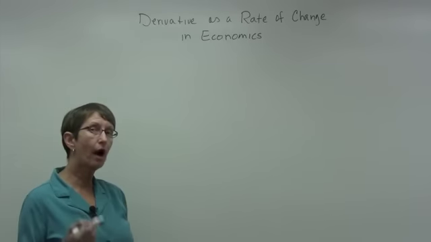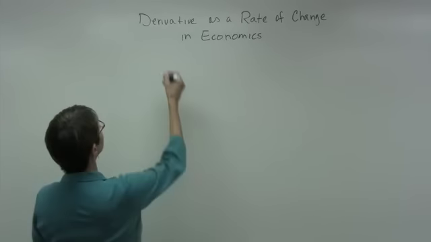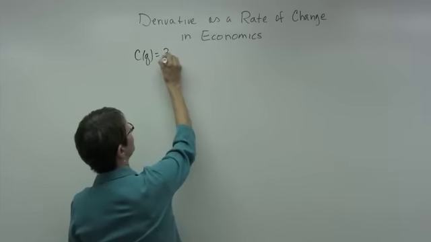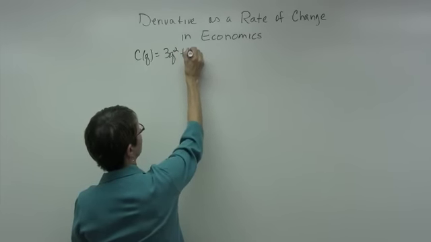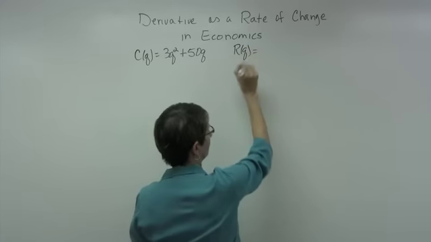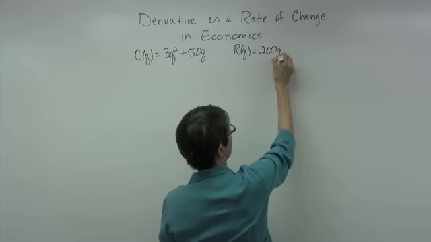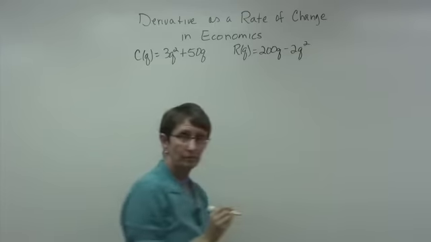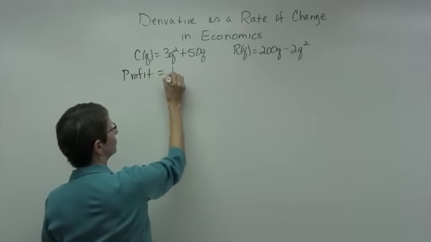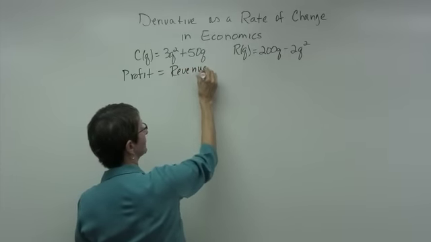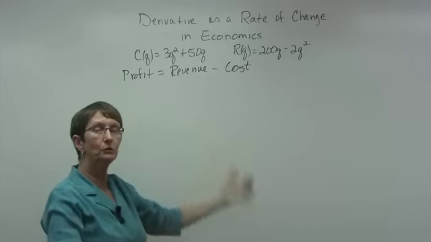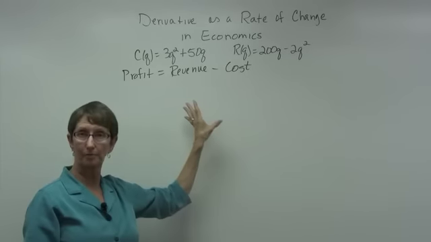And if you think back, profit is revenue minus cost. So we're given the cost function, C of Q is equal to 3Q squared plus 50Q, and our revenue function is 200Q minus 2Q squared. And profit equals revenue minus cost. So we put the revenue function in first. Revenue is income. It always goes in first because you hope it's bigger.